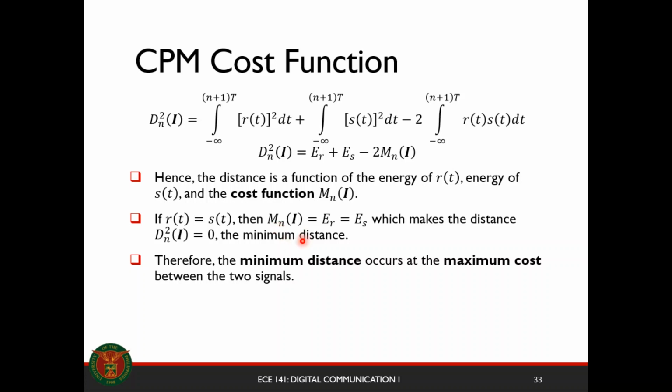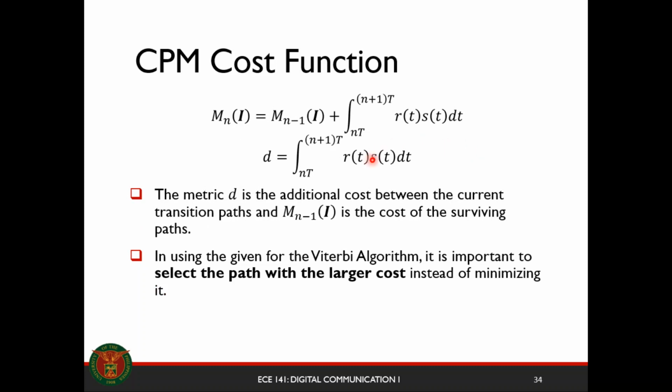So basically, we will only consider Mn of I since ER and ES are both constant. Okay? So we're basically cross-correlating R of t and S of t. This is the function that we'll maximize in terms of our Viterbi algorithm. When we use the Viterbi algorithm to decode a CPM signal, we'll use the cross-correlation between the received signal and the transmitted signal. So with that, we can further break down the cost function into this equation right here.